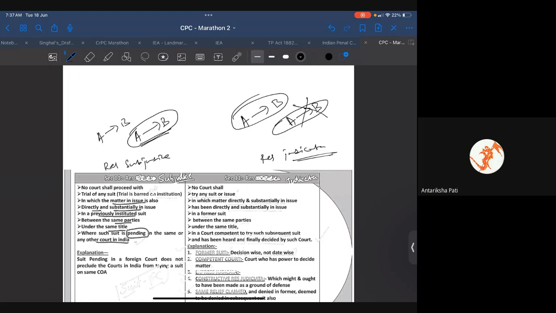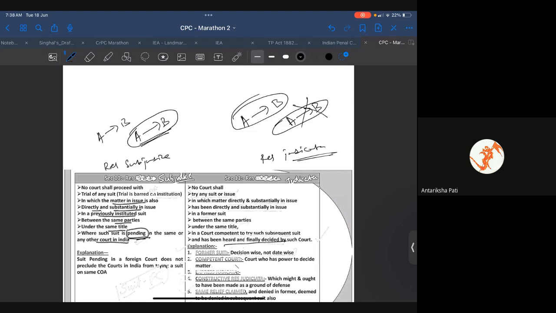So res judicata says no court shall try any suit or issue in which the matter directly and substantially in issue has been directly and substantially in issue in a former suit between the same parties under the same title in a court competent to try a subsequent suit, and has been heard and finally decided. So here the previous suit has been heard and finally decided, but in res sub judice the suit is pending. Okay. Now this will just stay in res sub judice. In res judicata it will bar the institution altogether.